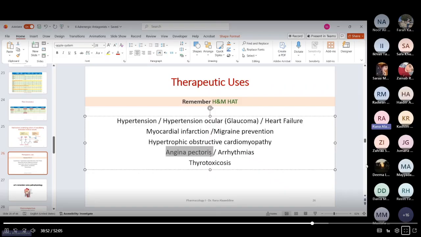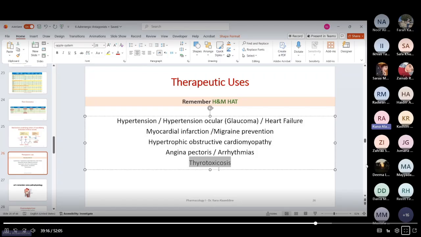Angina pectoris. Guys, when I say the word angina, this means chest pain because of heart conditions. Okay, so angina pectoris also is related to the heart. Arrhythmias is irregular heartbeat, and beta blockers are a very good drug to treat arrhythmias. This is when the electricity of the heart is messed up.